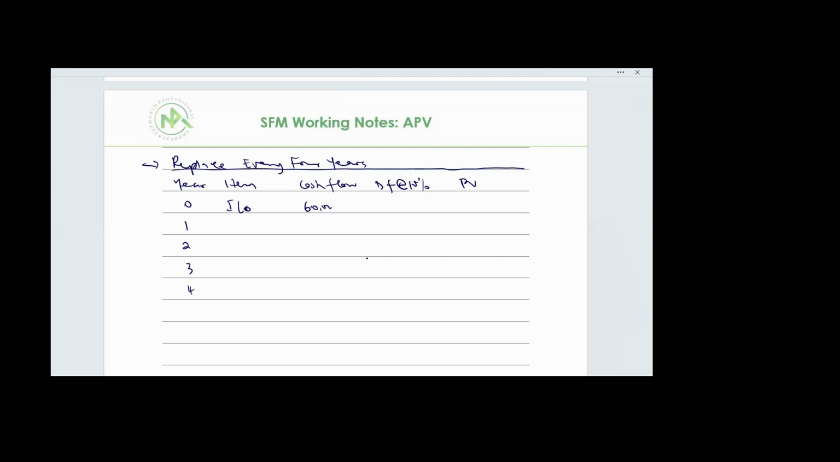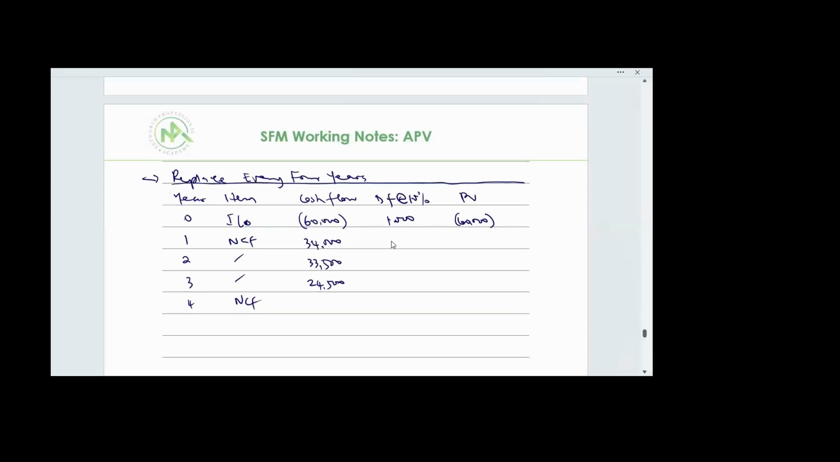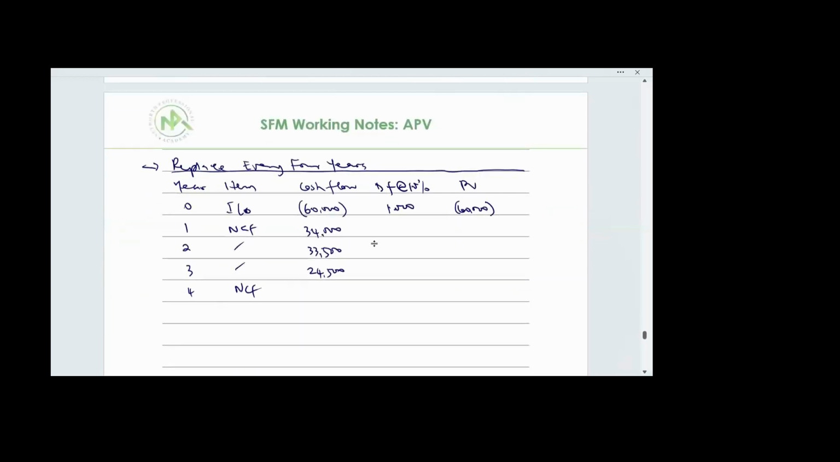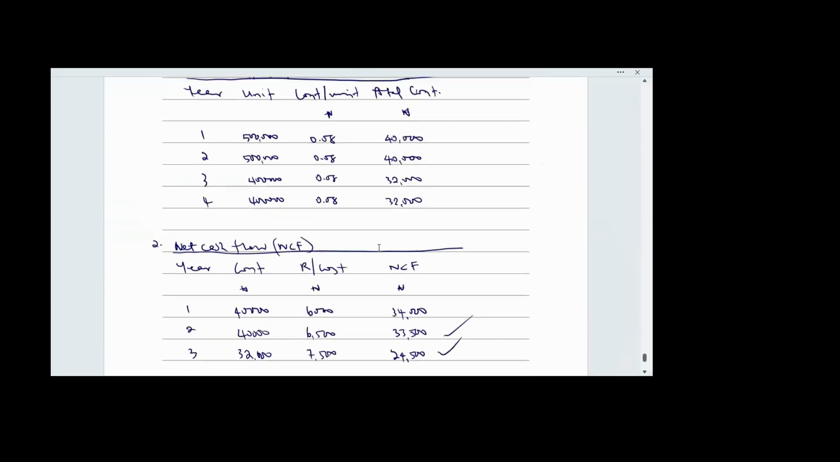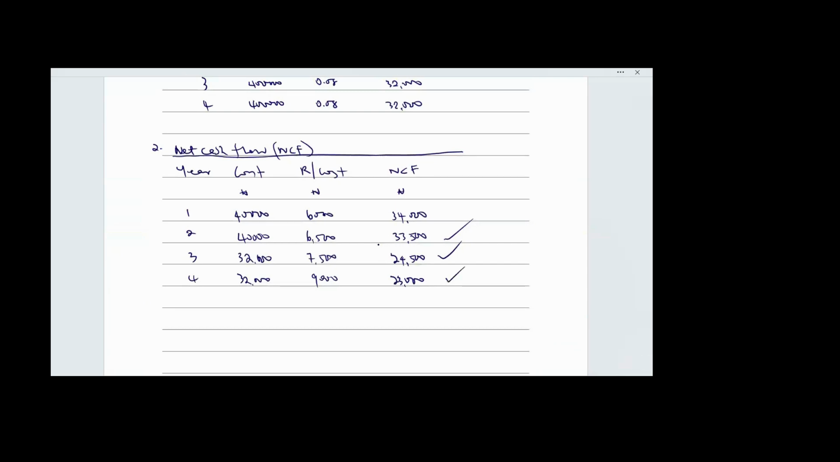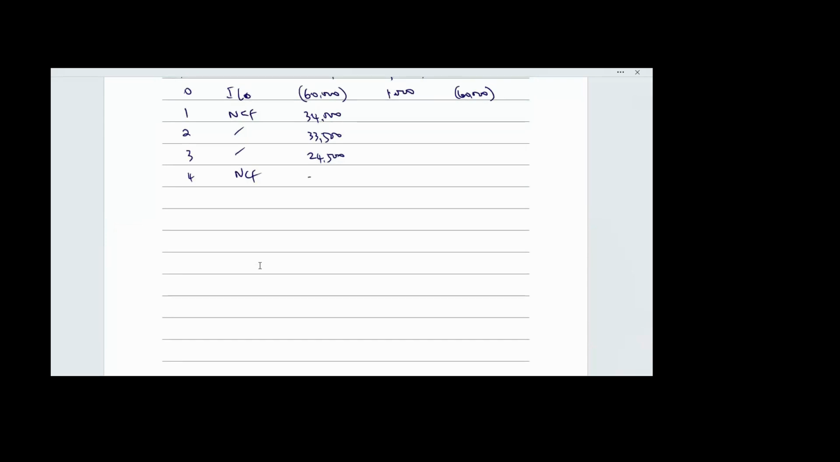is 60,000 multiplied by 1, 60,000. Net cash flow. Here is 34,000, 33,500, 24,500. What's the net cash flow for the 4th year? 23,000. Here is 23,000.